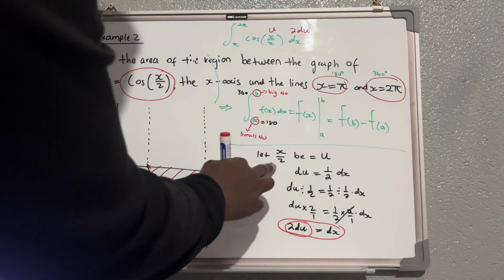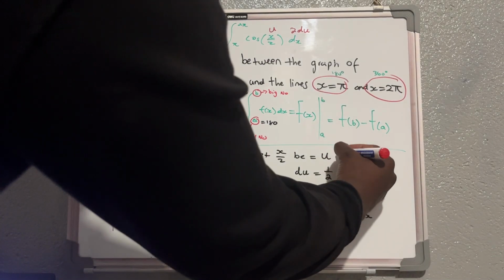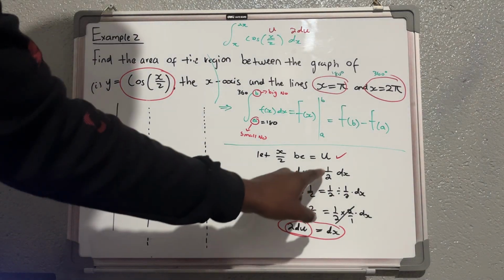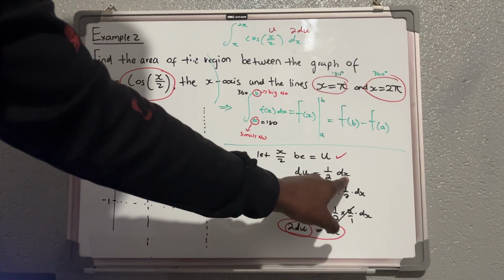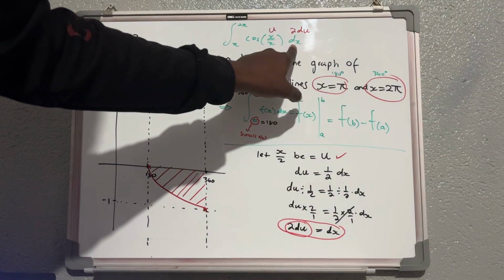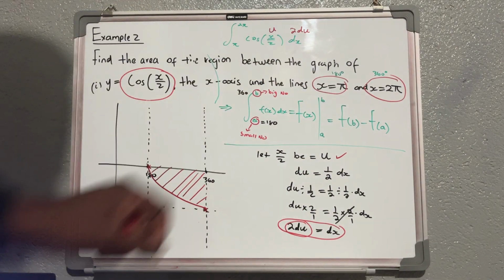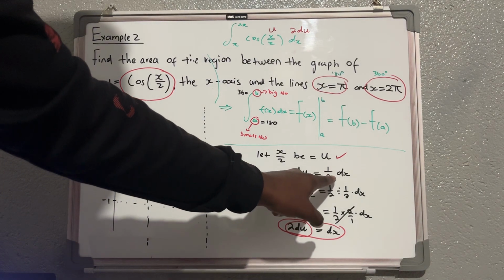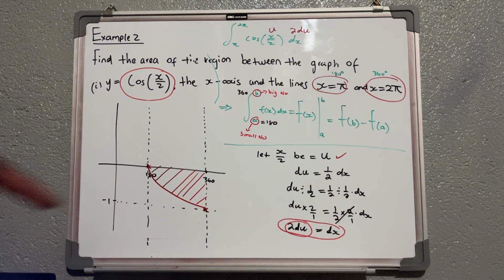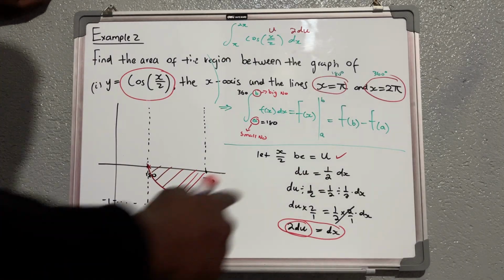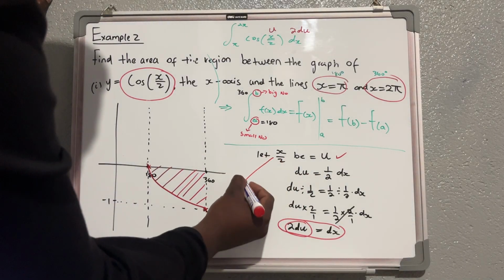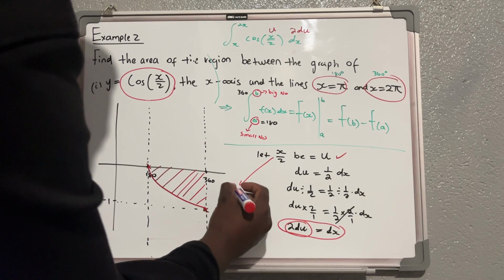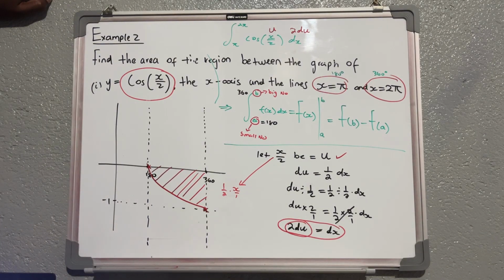Then we say let x over 2 be u. But now we have to differentiate u in terms of dx, because we were given dx. What do we get for that? We're going to get 1 over 2 dx. How did I get this 1 over 2? I got it because this can be written as 1 over 2 multiplied by x over 1.